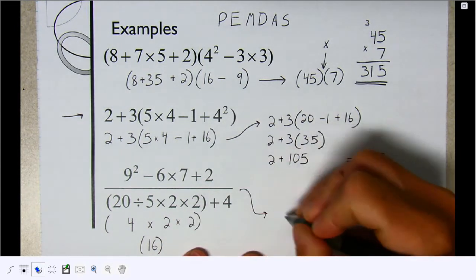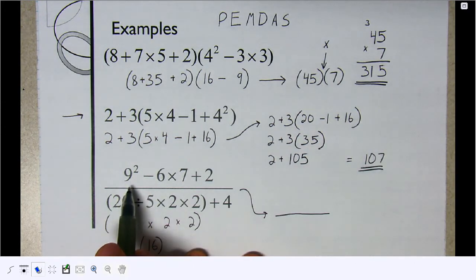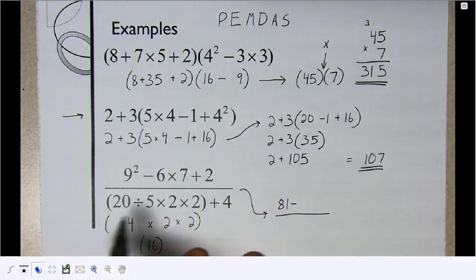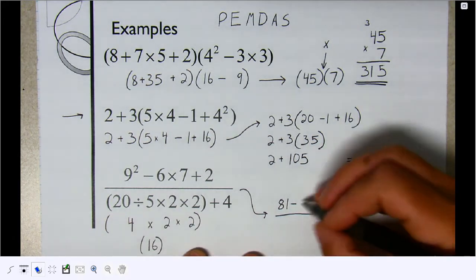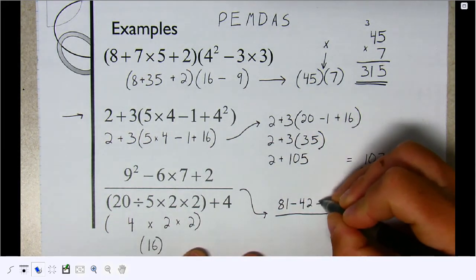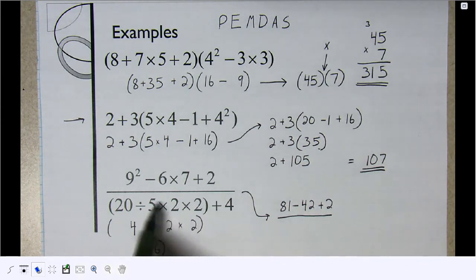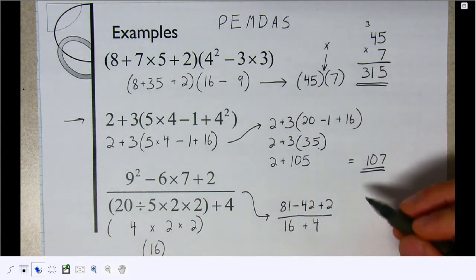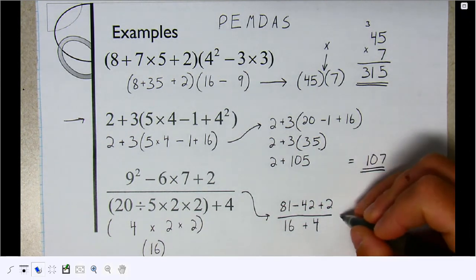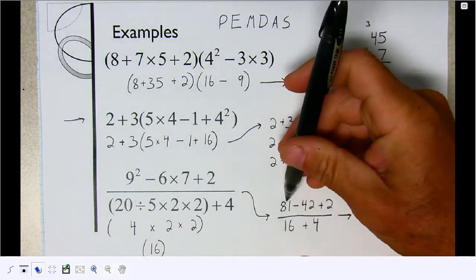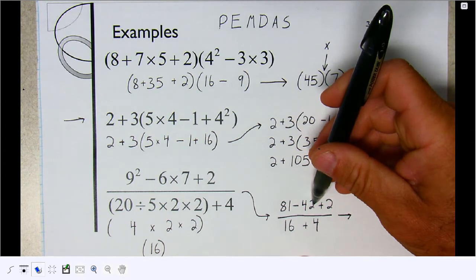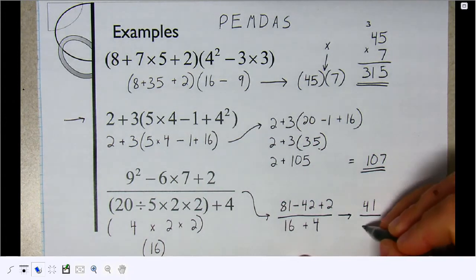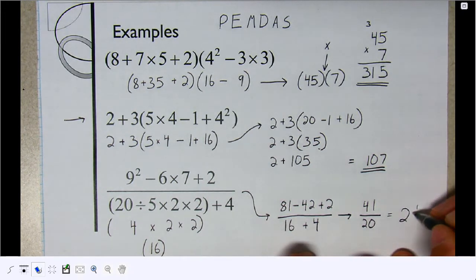So let's rewrite this now. On the top we have 9 squared, which is 81, minus, we did our exponent, so now let's do our multiplication. 6 times 7 is 42 plus 2 over, we already found that the value of these parentheses is 16 plus 4. So we've done all the multiplication and division and exponents and parentheses. Now we can add and subtract. 81 minus 42 is 39 plus 2 is 41 over 16 plus 4 is 20, and 41 over 20 is 2 and 1/20.